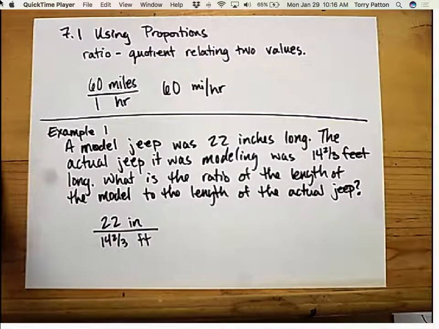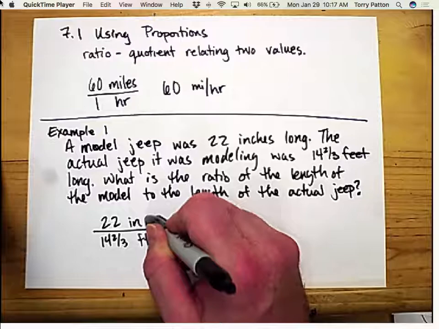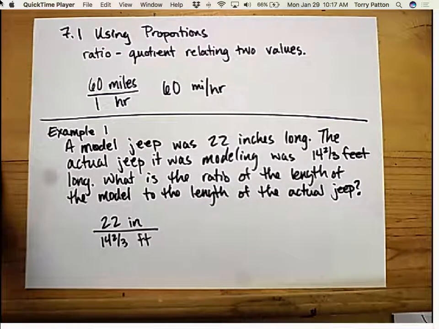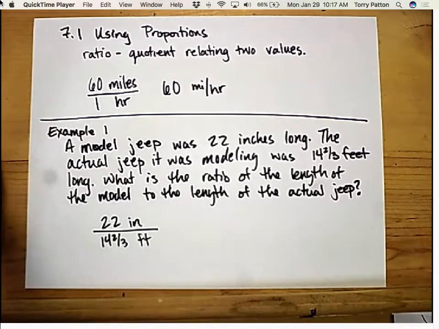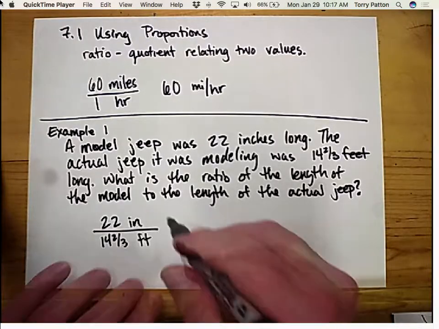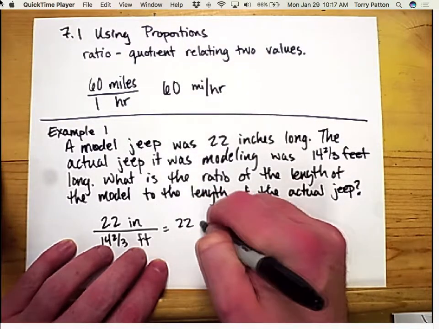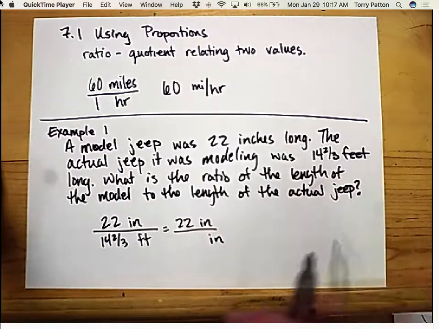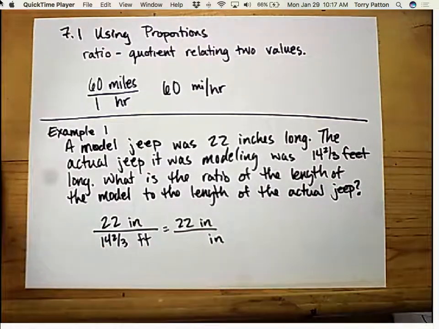But inches measures what? Distance. Feet measures what? Distance. So they measure the same thing, so we have to change them to be the same unit. And it's usually easier to change them to be the smaller unit. Okay? So we want both of these to be in inches. So 22 inches, we leave in inches. But on the bottom, we need to change 14 2/3 feet to be inches.